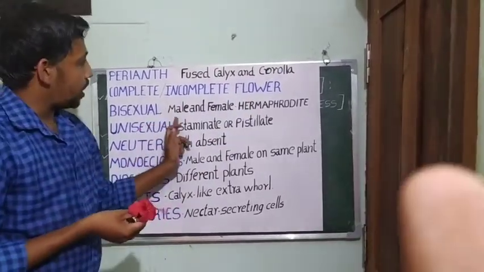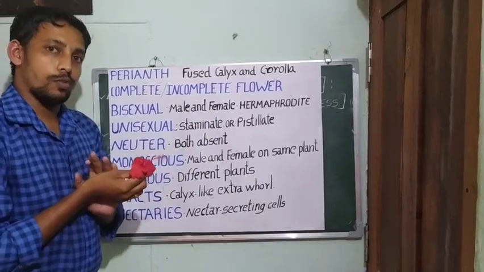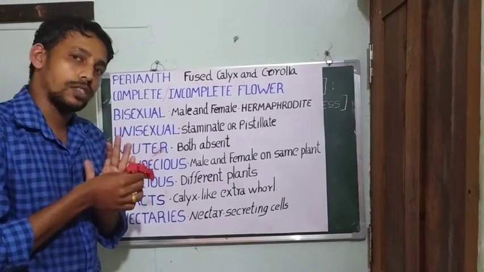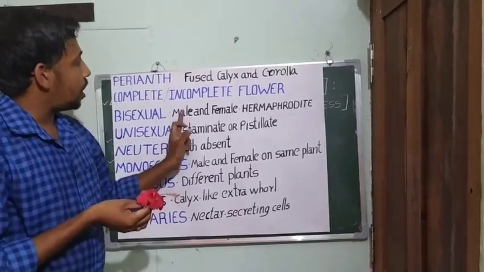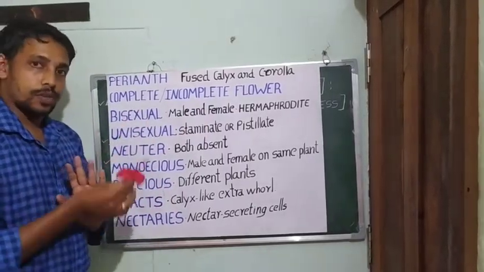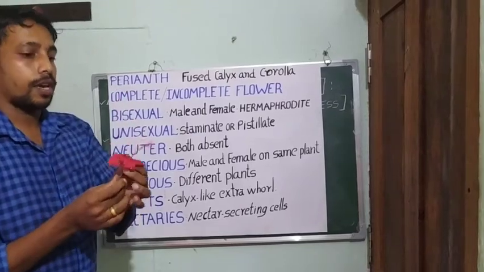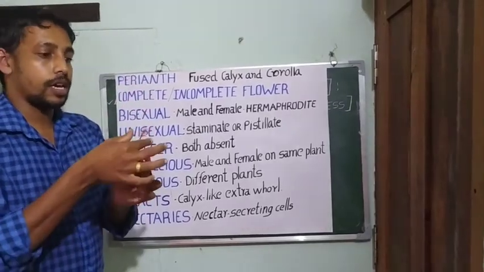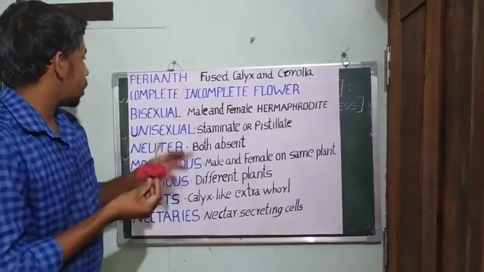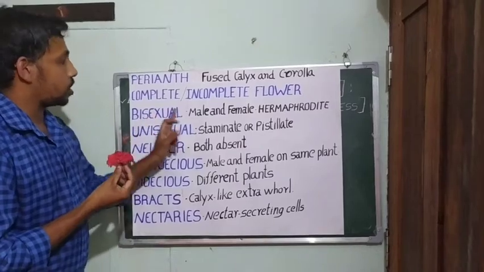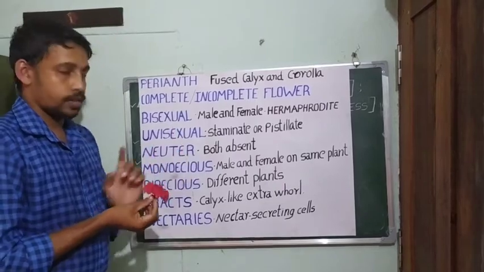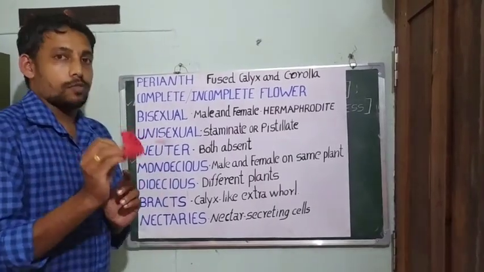Then bisexual or hermaphrodite flowers. Here both male and female parts are present. The male part is known as androecium. The female part is known as gynoecium. So when male and female parts are present, it is known as a bisexual flower. So in this example, it is a bisexual flower because there is androecium, and inside that we can see the gynoecium. That type of flower is known as bisexual or hermaphrodite flowers.